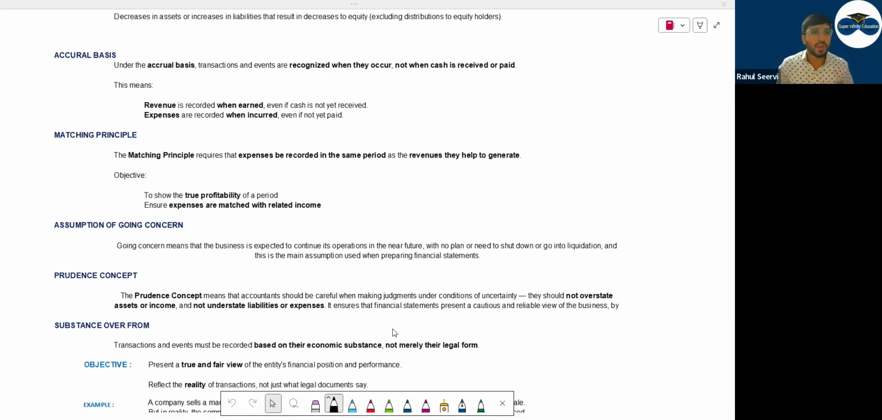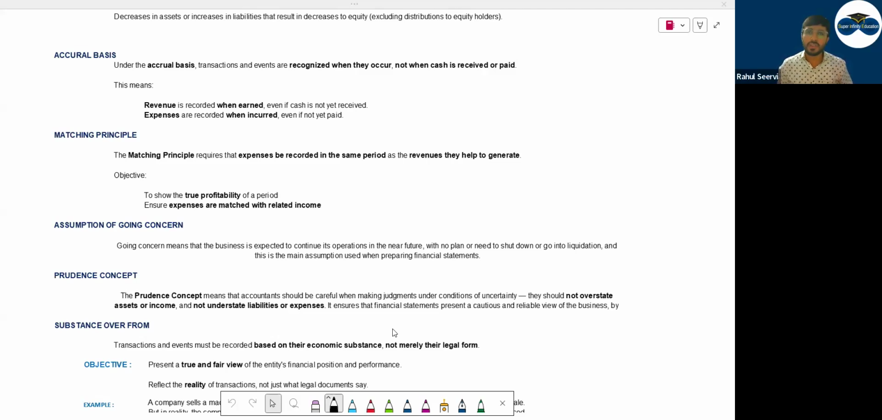Okay, sir, what is the link between accrual basis, matching, prudence, etc.? Now, why do you do depreciation also? Depreciation means reducing the value of the asset. Why do we do it? Prudence concept: do not overstate your asset.